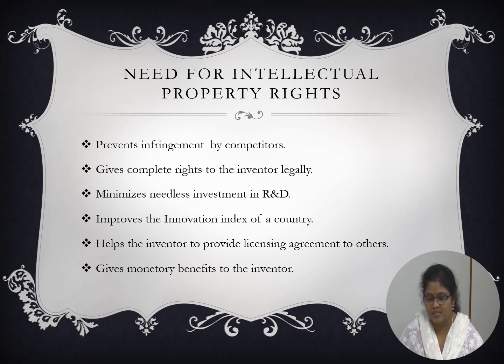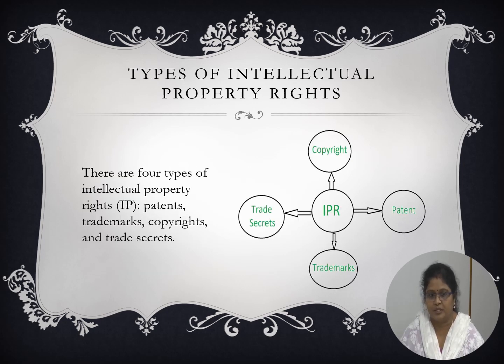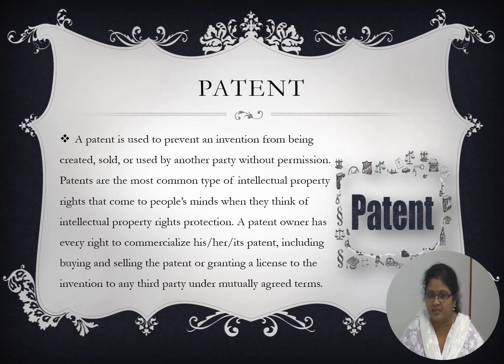It prevents infringement by competitors, gives complete rights to the inventor legally and minimizes needless investment in R&D. It improves the innovation index of a country, helps the inventor to provide licensing agreements to others, and also gives monetary benefits to the inventor. So what are the types of intellectual property rights? Intellectual property is mainly divided into 4 types: patents, copyrights, trademarks and trade secrets.